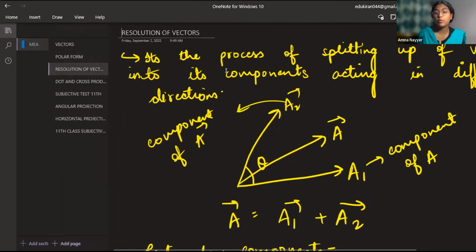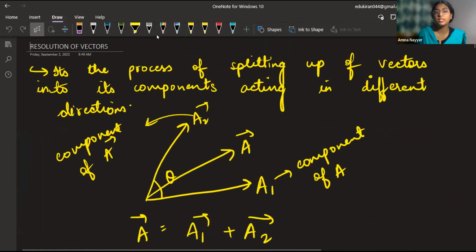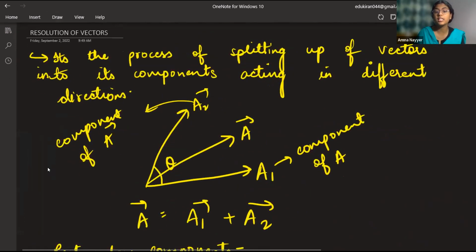Resolution of vectors is important, and you can get questions from resolution of vectors, especially from your laws of motion. From the lesson on laws of motion, you can get direct questions on resolution of vectors. Otherwise, what I am saying is these vector quantities will be embedded in every concept which you will be studying, right? But separate questions are also possible, of which resolution of vectors is one.